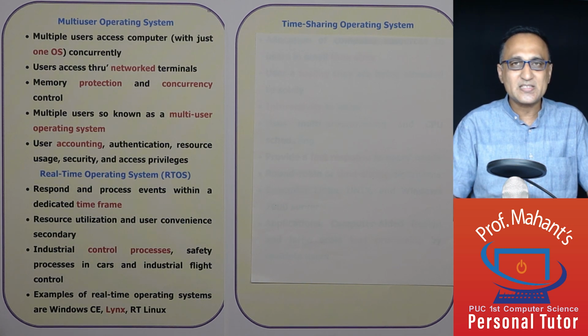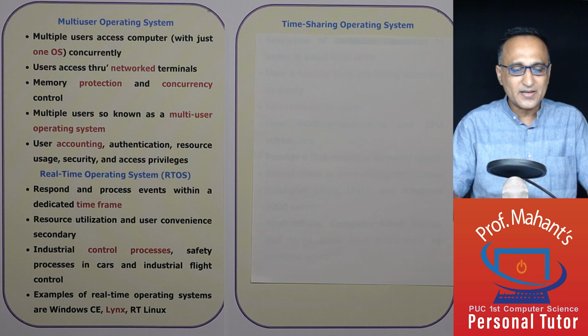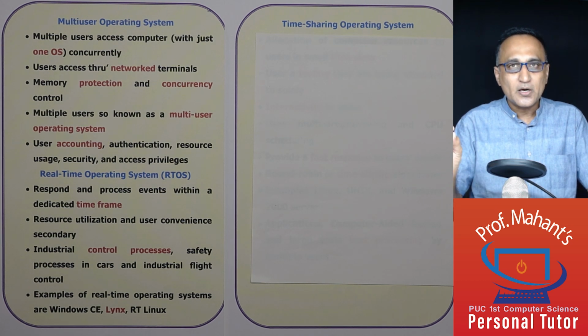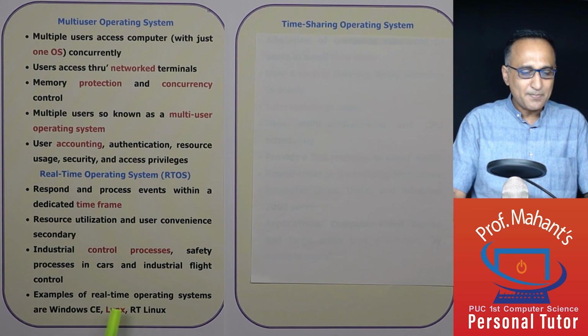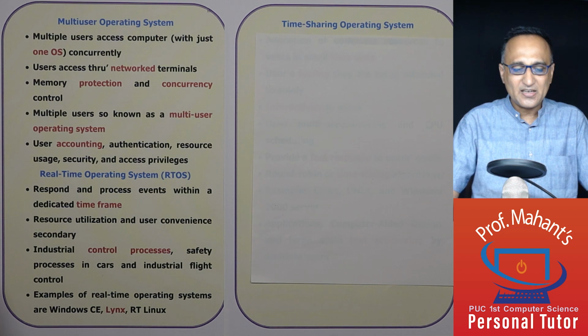Or I can give you another example. Suppose you have fitted a camera on your house. If it detects some strange movements, it should immediately raise an alarm. Such a device uses a real-time operating system. Real-time operating systems are used in a lot of embedded systems like a washing machine, microwaves, cars, and so on. Examples of RTOS or real-time operating systems are Windows CE, Linux, and RT Linux.